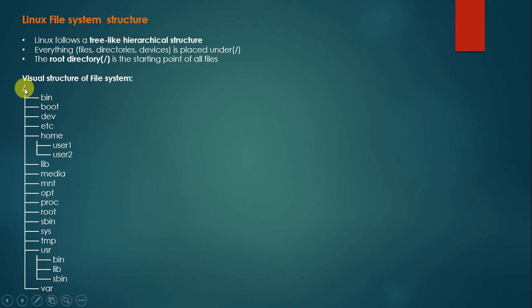Inside the root directory you will get a bin folder, boot folder, dev folder, etc, home, lib, media, mnt, opt folder, proc, root, sbin, sys, tmp, usr, var. So these are all the folders inside this root folder. Let me go through each folder and we are going to explore all of them.